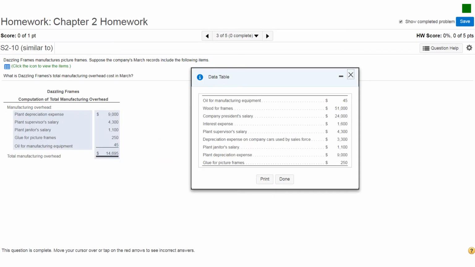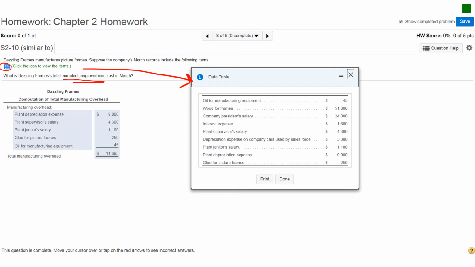This is question number 3 in your chapter 2 homework, and we're going to be dealing with manufacturing overhead. I already went ahead and clicked this icon. This icon data is right over here. So let's go through this. Suppose the company's March records include the following items, and we want to figure out the total manufacturing overhead.